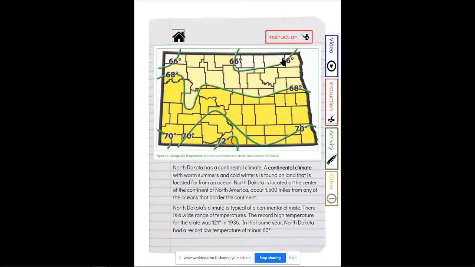As we go through our instruction, these images are all links that you can click on. They will take you to an external website, and that external site is the North Dakota Studies website. So if you're looking for more information, there is more information on the North Dakota Studies site.